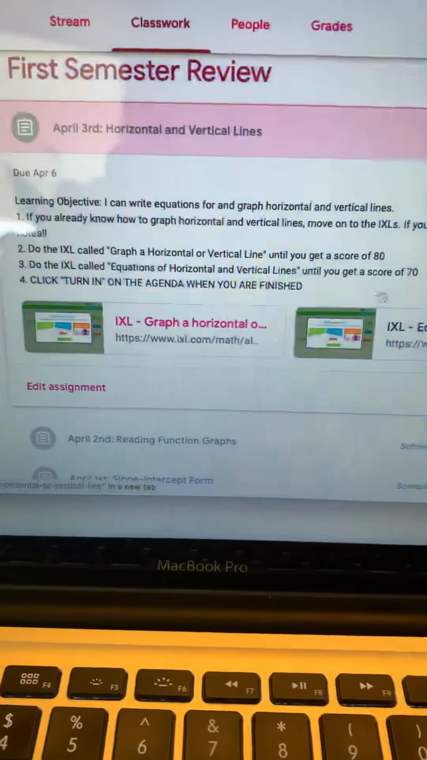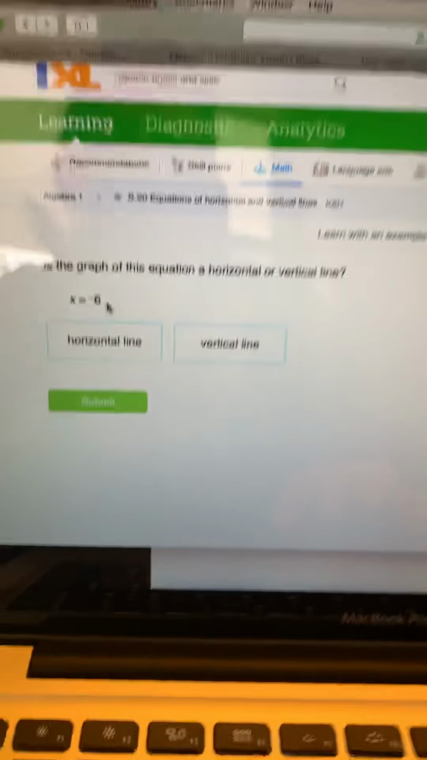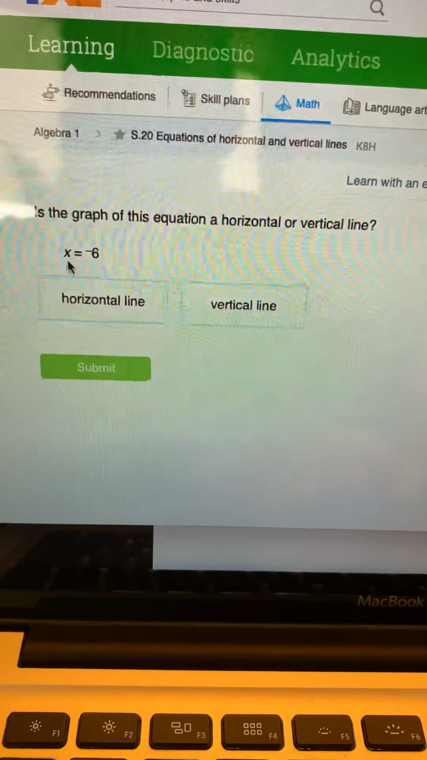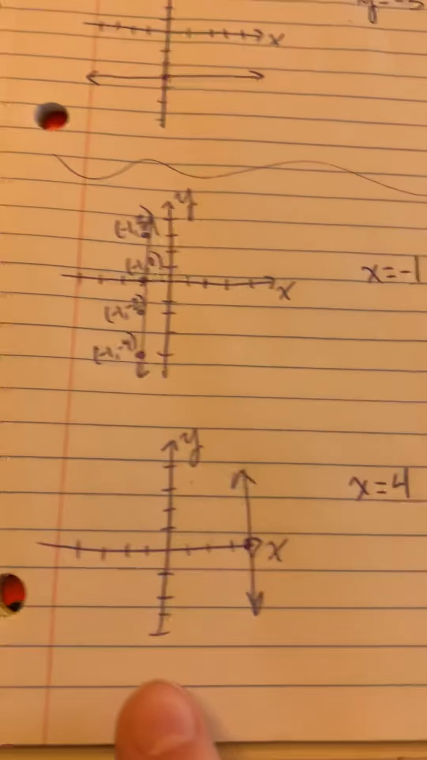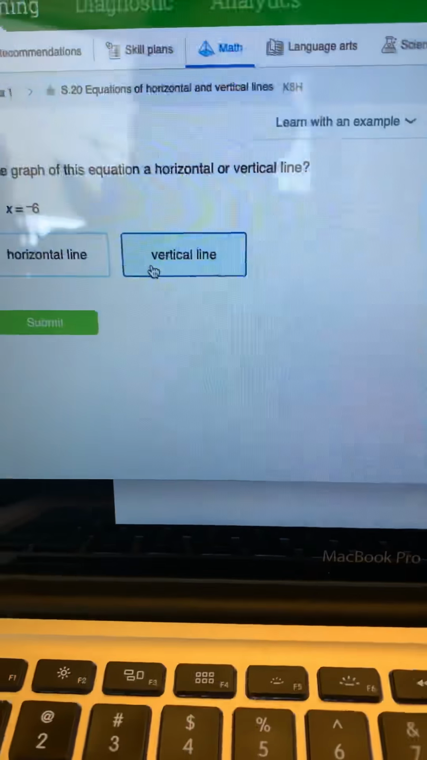In the first IXL, that's all you have to do, is just graph them like I just showed you. In the second IXL, you have to go back and write the equations yourself. Is the graph of this equation a horizontal or vertical line? X equals -6 would have a dot at -6 and go straight up and down. So you say that one's vertical.